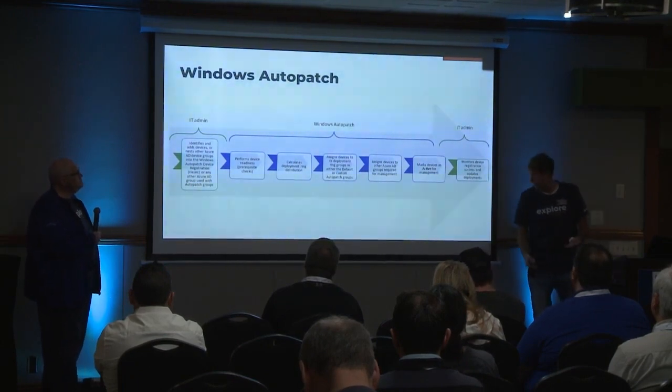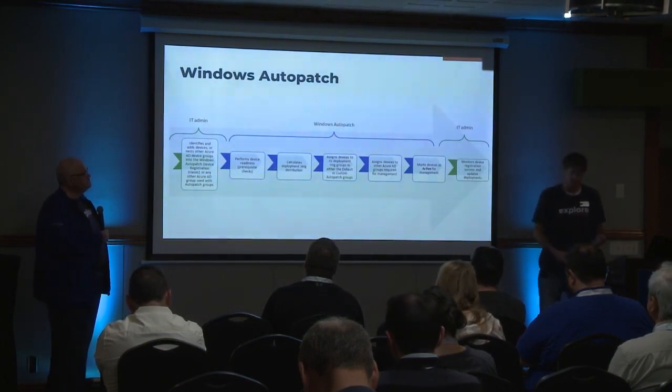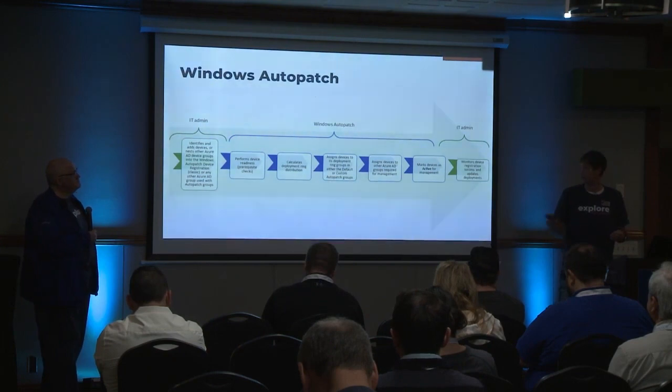So each month you'll get 2 emails, one that says the schedule of when updates are going to be pushed out to all the rings, and then we'll get an email at the end of the month that says how successful the update deployment was.